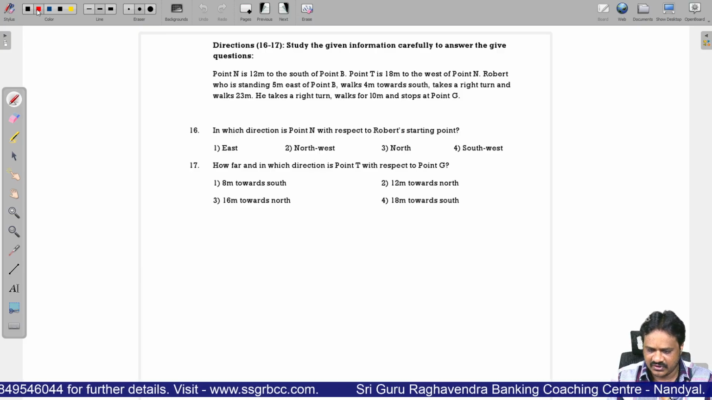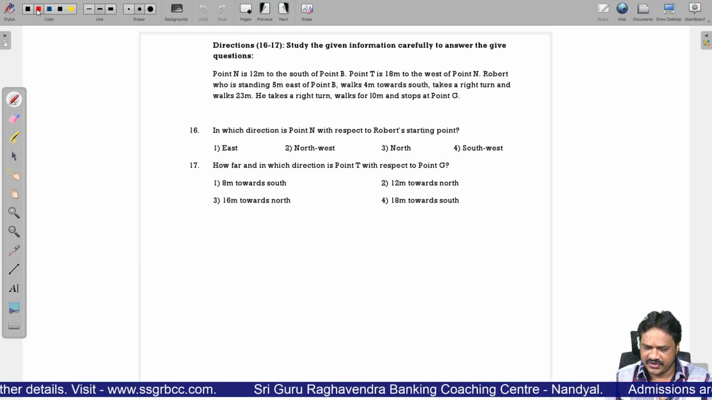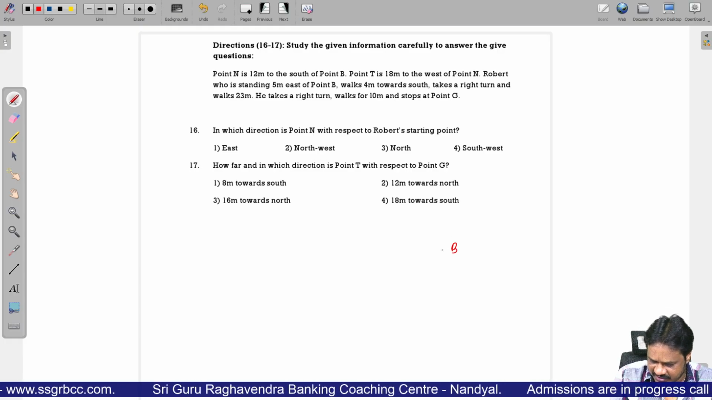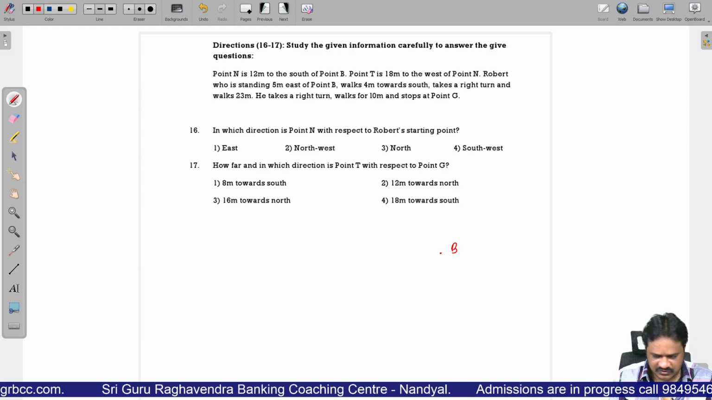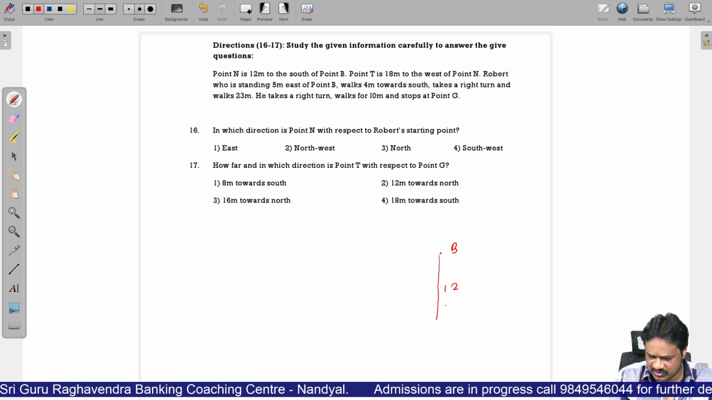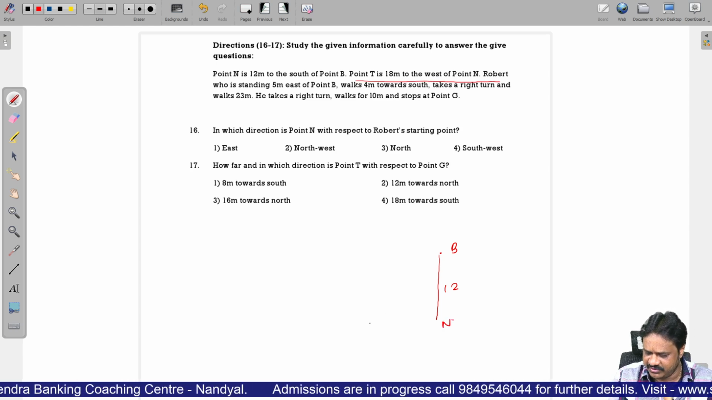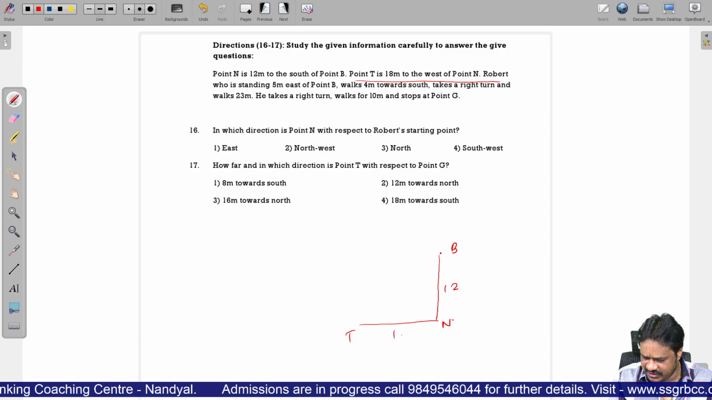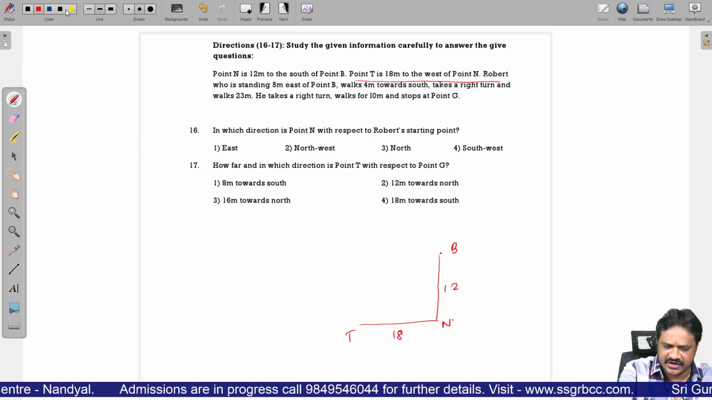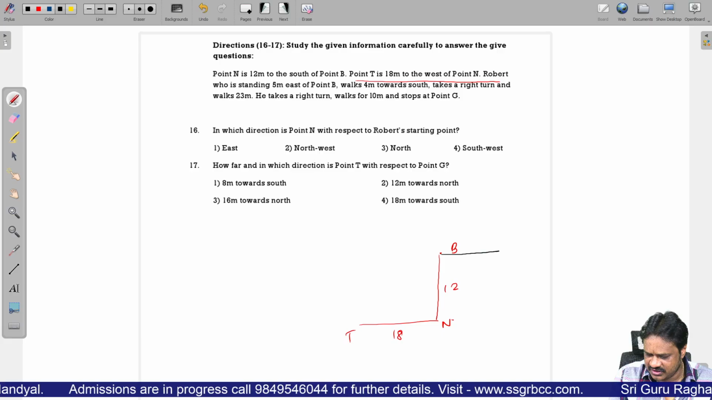Now, see this question. Point N is 12 meters to the south of B. Now, first B. From B south, 12 meters. Then point T is 18 meters to the west. Robert, who is standing 5 meters east of B. Now, this is 5 meters east.